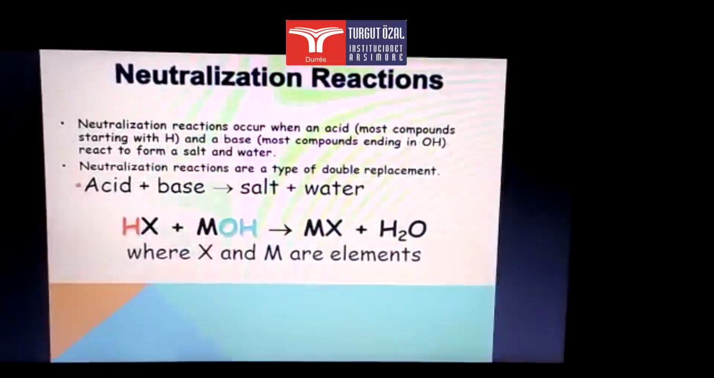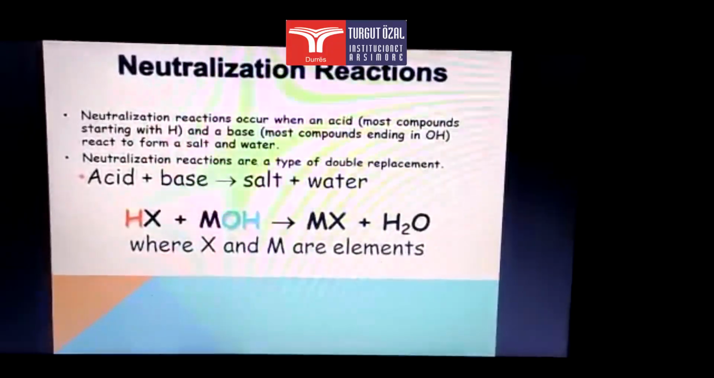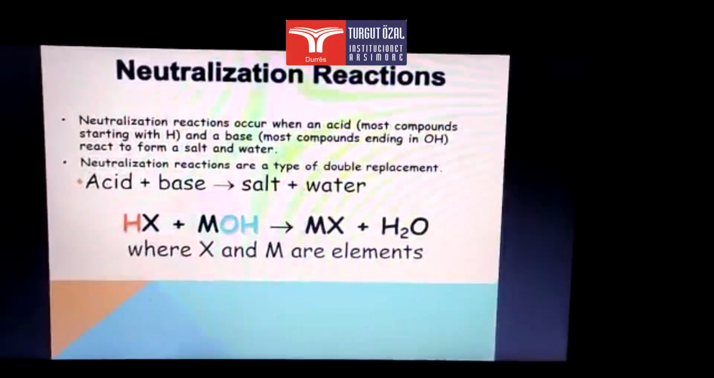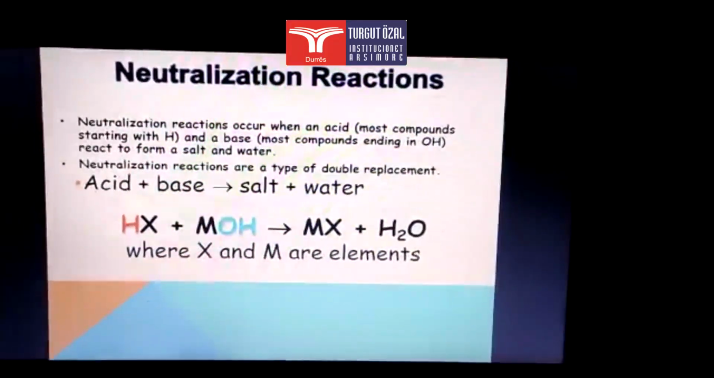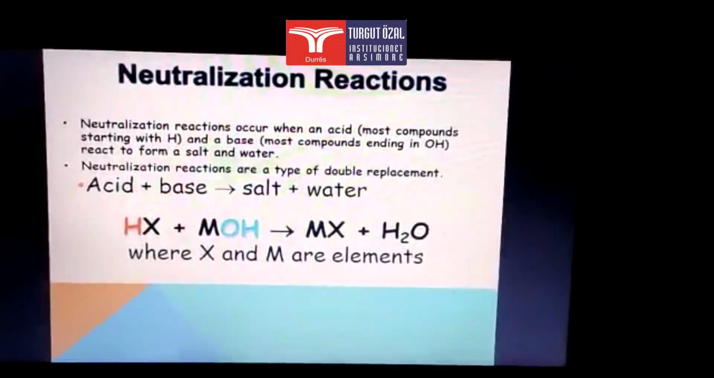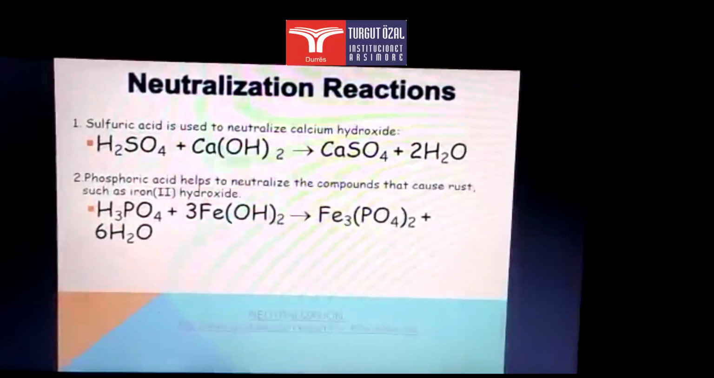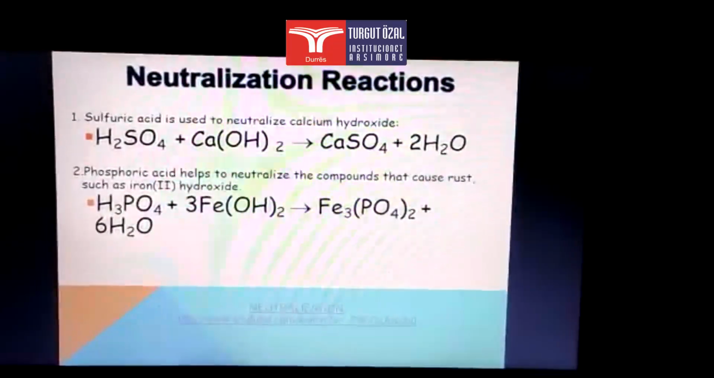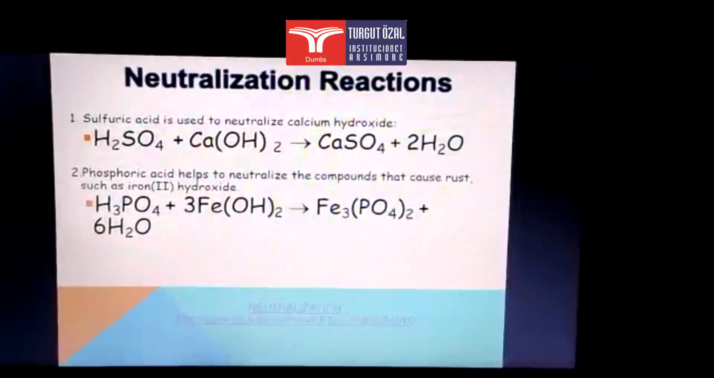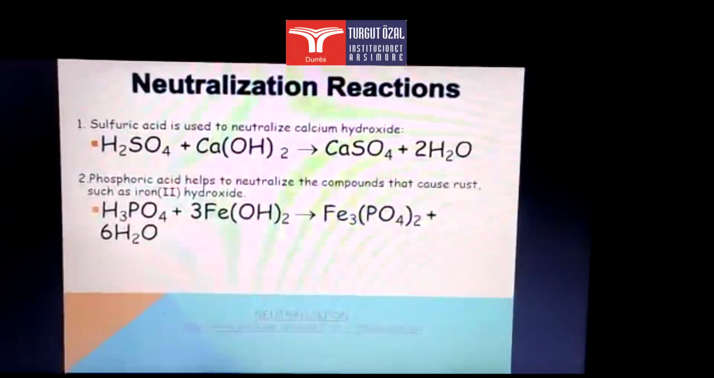Neutralization reactions, as we mentioned in the previous lessons, are the reactions that occur when an acid reacts with a base. Neutralization reactions are a type of double replacement, where HX, the acid, and MOH, the base, give MX plus water. Sulfuric acid is used to neutralize calcium hydroxide and gives calcium sulfate plus water. Phosphoric acid helps to neutralize the compounds that cause rust, such as iron(II) hydroxide, and gives iron(II) phosphate plus water.